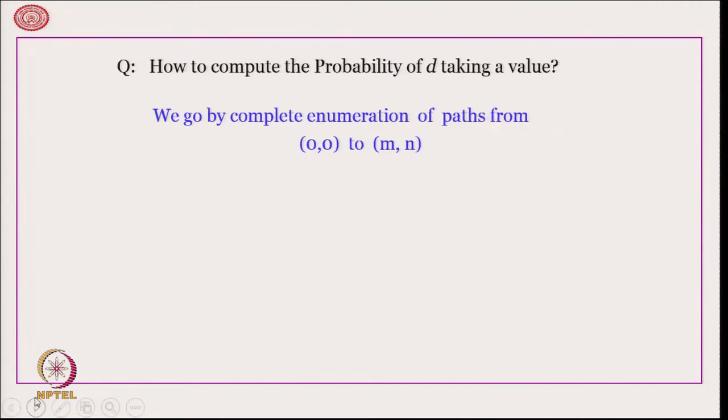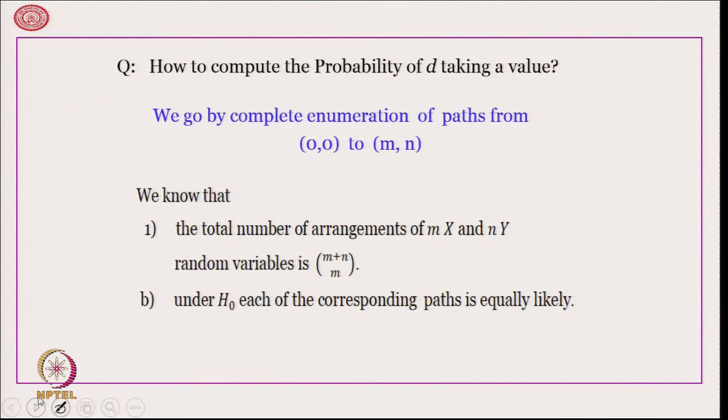So, the question is how to compute the probability of d taking a particular value. Here the path based interpretation is very handy, and in fact, we shall compute the probability through complete enumeration of paths from (0,0) to (m,n). We know that the total number of arrangements of m x's and n y's is equal to (m+n) C m.